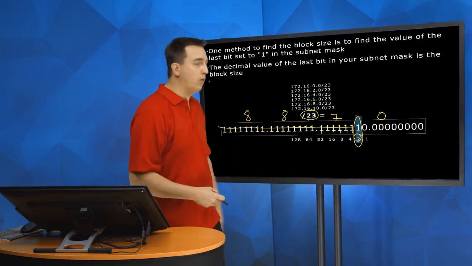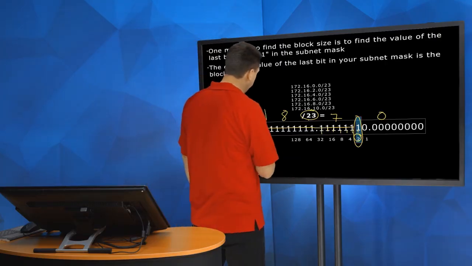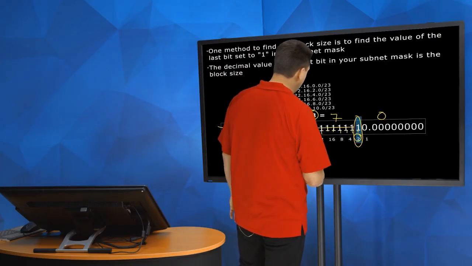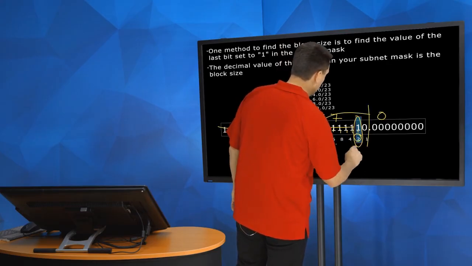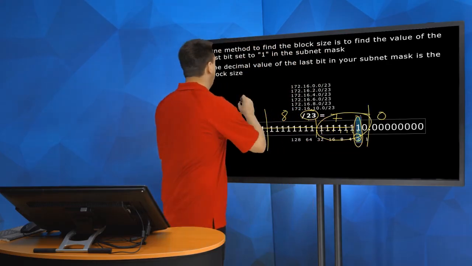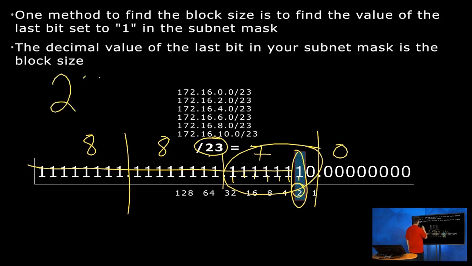Now, what octet are we in? Well, if I double check on that, there's the first octet. Here's our second octet. Here's our third octet. All right, so I'm in the third octet here. So I'm counting by 2 in the third octet. Starting off with our original address. You always go back to the original address.